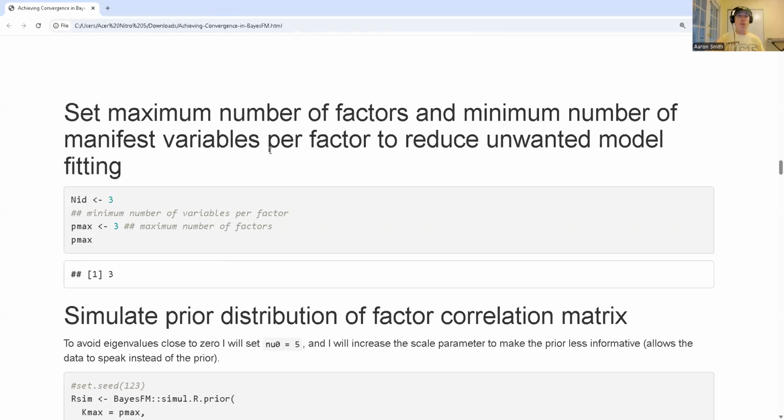Now I'm going to set the maximum number of factors and the minimum number of manifest variables per factor to reduce unwanted model fitting. BayesFM is going to go through and fit a whole range of possible models when it does the Bayesian model computations. And frankly, if I want 3 as the number of factors and I want 3 as the minimum number of variables going into a factor, then you know what? I want to stop at 3. Now, it's going to consider other values, but I only have so much control of the situation. So I'm going to leave it as is.